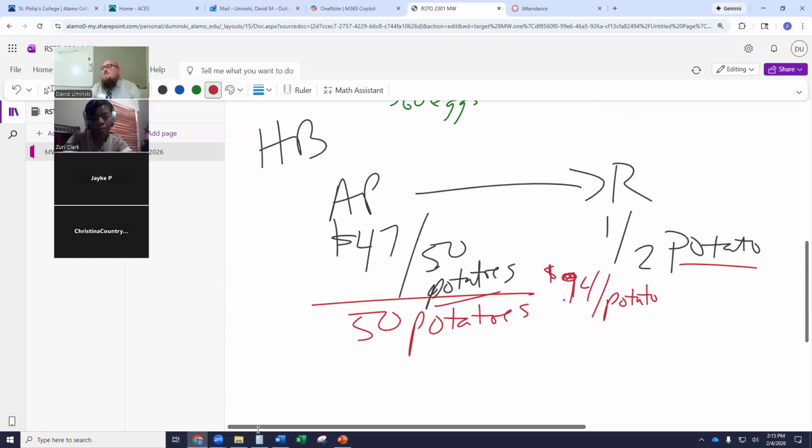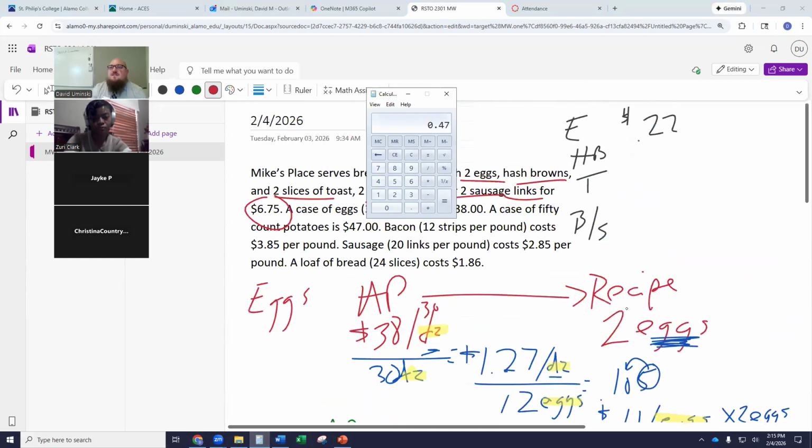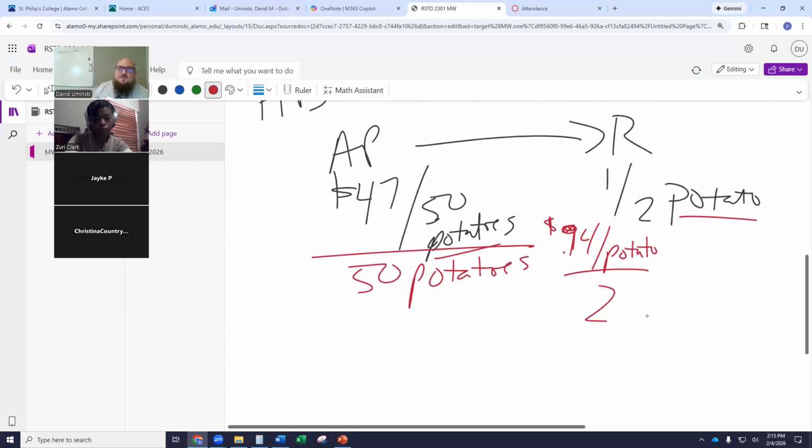And then how do I find the price of half of a potato? Divided by 2. We can either divide by 2 or we can multiply by 0.5. It's the same thing. So 47 cents is the cost of our hash browns. All right, let's go to our toast.